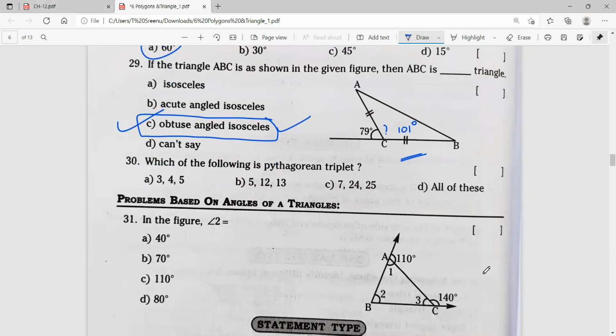Which of the following is a Pythagorean triplet? 3, 4, 5 is a Pythagorean triplet. This also, this also. Because if you take the big number's square, you will get the sum of the squares of the two small numbers. Okay, just check it out.